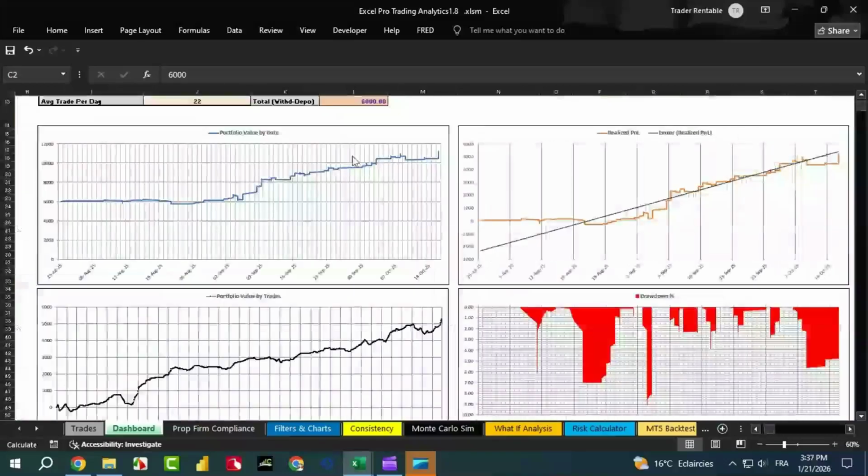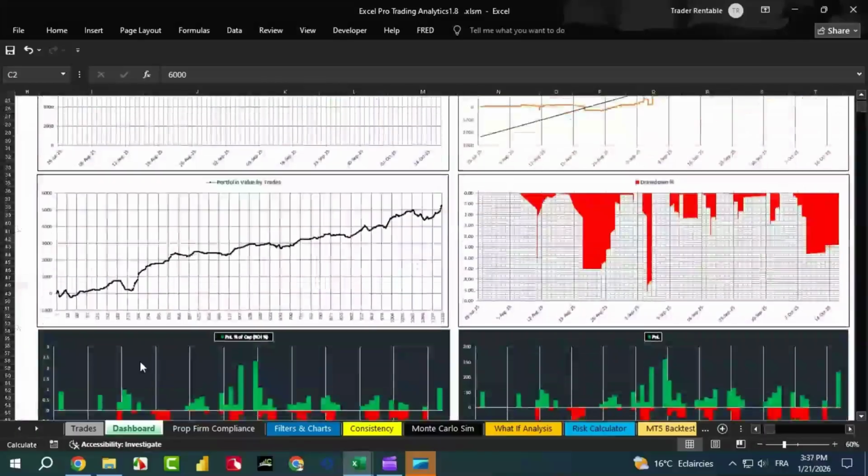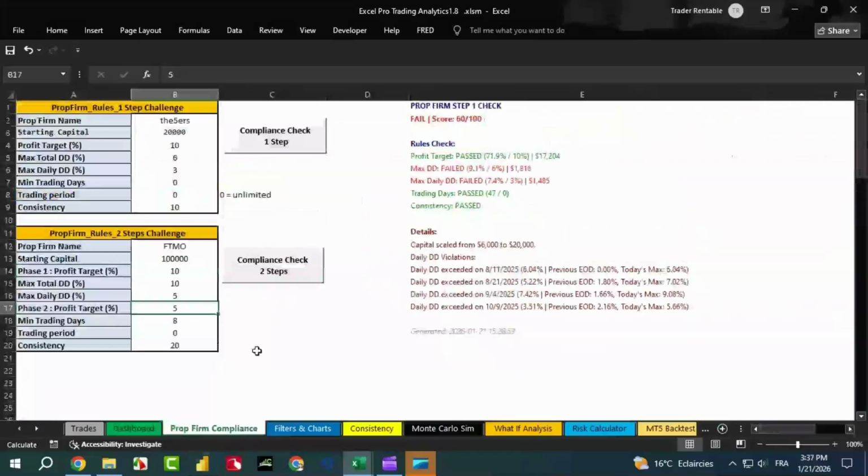This is because passing the numerical rules alone is not enough. Prop firms actively monitor trading behavior, and strategies using forbidden methods typically receive warnings or immediate challenge failure emails, even if profit targets are reached.